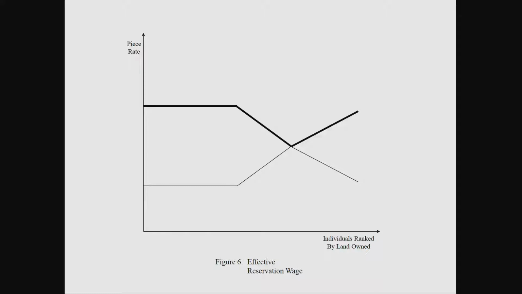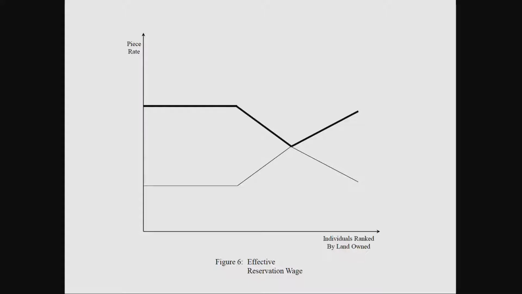And then, of course, you need to be both willing and able to work in order to work, which gives you your effective reservation wage as the thick curve, which is the highest of both. You need to be at the same time willing to work and able to work. Right? Does it make sense? So that's where we are now.